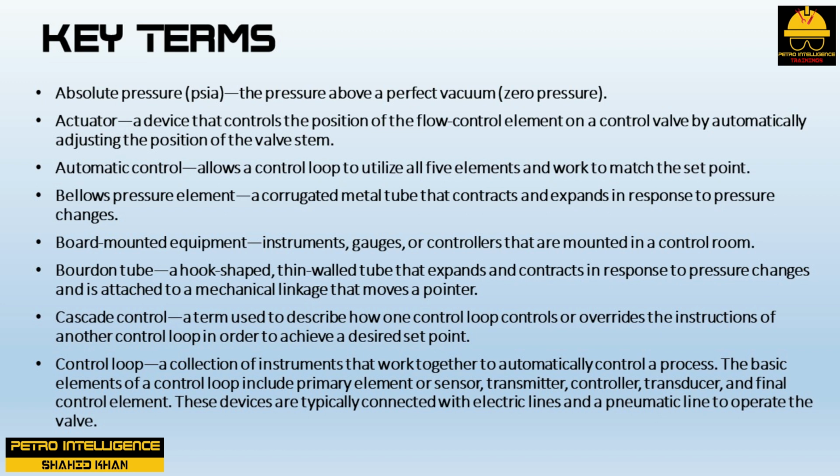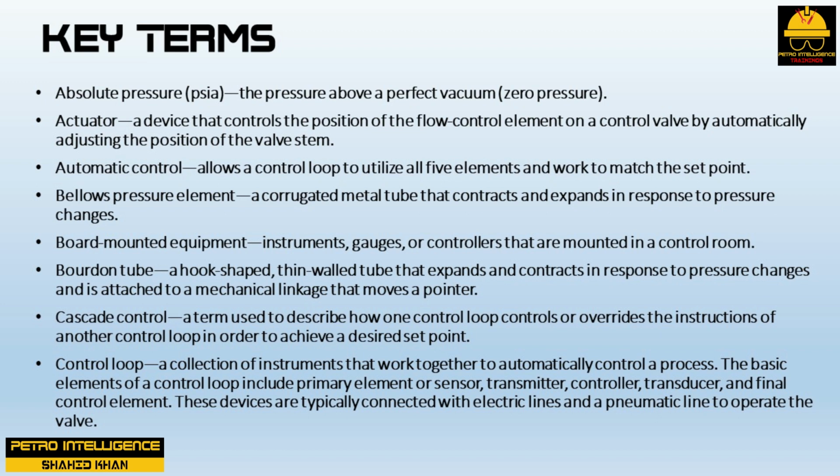Bellows pressure element is a corrugated metal tube that contracts and expands in response to pressure changes. Board-mounted equipment are instruments, gauges, or controllers that are mounted in a control room. Bourdon tube is a hook-shaped, thin-walled tube that expands and contracts in response to pressure changes and is attached to a mechanical linkage that moves a pointer. Cascade control is a term used to describe how one control loop controls or overrides the instructions of another control loop in order to achieve a desired set point.